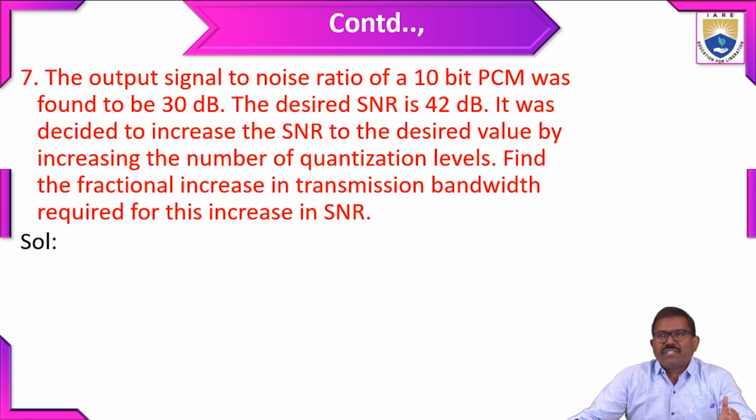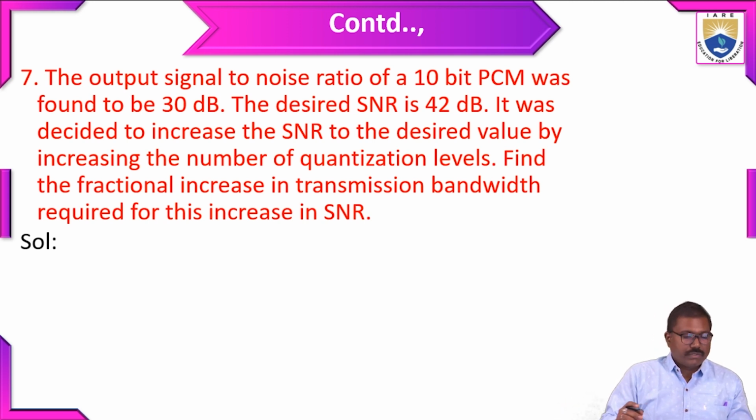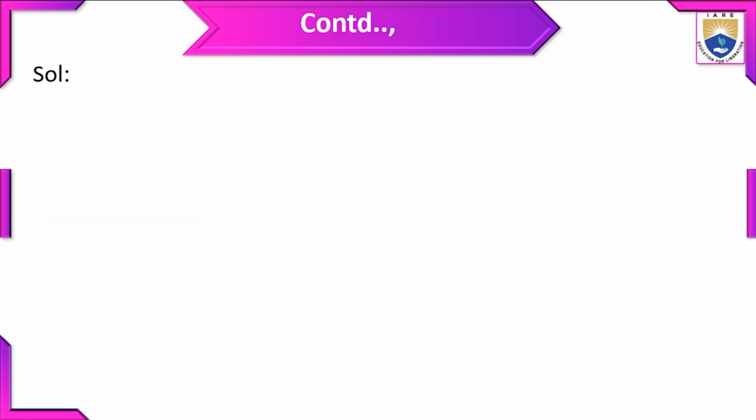Okay. So initially the SNR is 30 dB and we increase it to 42. So in this increment, what is the increase in transmission bandwidth? They ask to find the fractional increase in transmission bandwidth. So coming to the problem, here go to the solution. First, to obtain the number of bits for 42 dB.